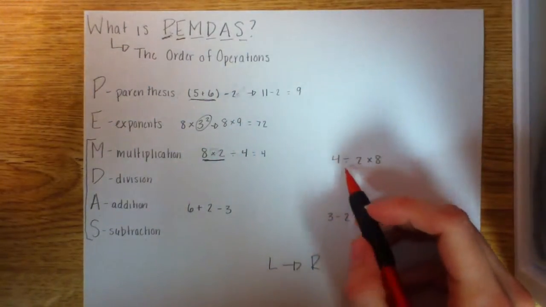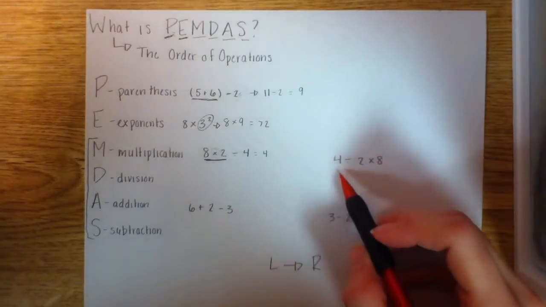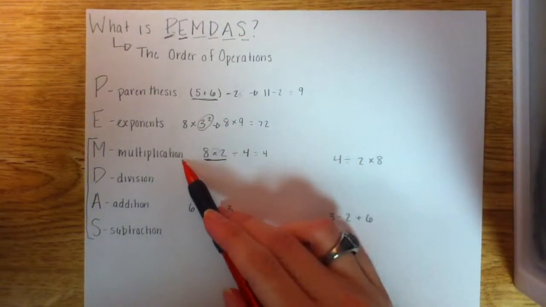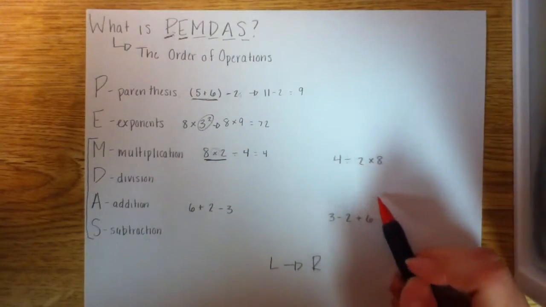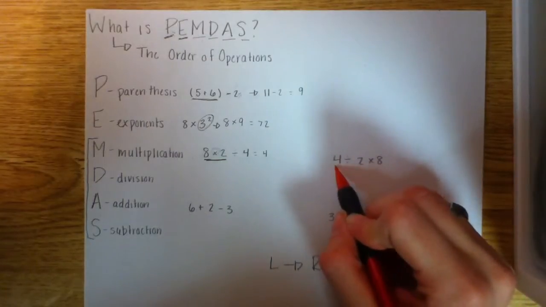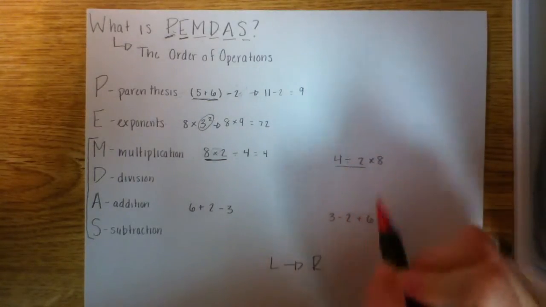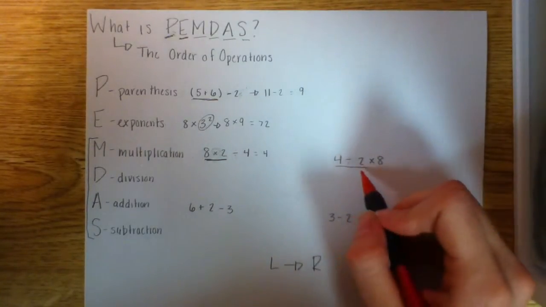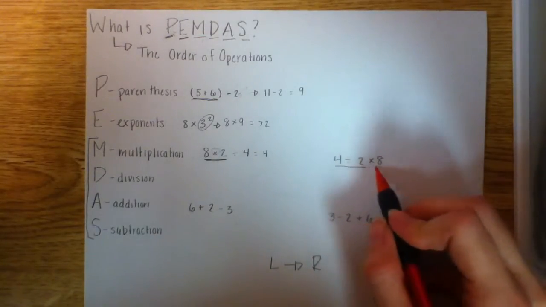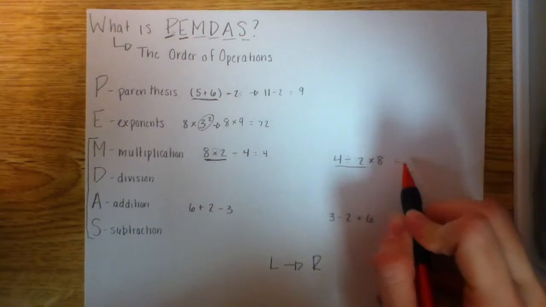So let's get another example. 4 divided by 2 times 8. Just because multiplication is first does not mean that it goes first. Remember, you're reading left to right. So in this case, you would divide 4 by 2. So 4 divided by 2 is 2 times 8. So this gives you 16.